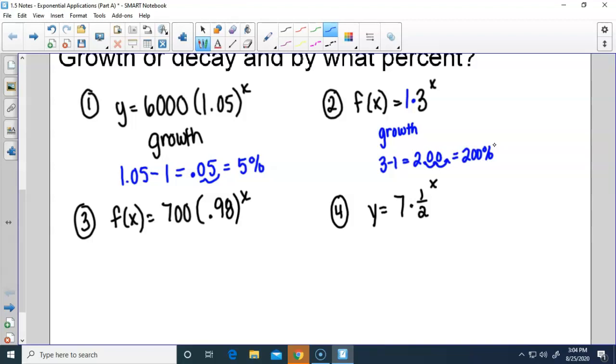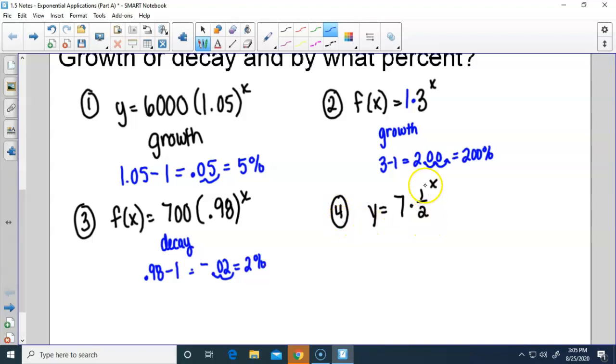For example 3, I have my b value is 0.98, and 0.98 is less than 1, so I'm going to be talking about decay here. And we can do the same thing we've been doing for these other problems to find that rate. We can do 0.98 minus 1, and that is going to give us negative 0.02, and that negative lets us know that we're dealing with decay here. And so I can move my decimal place 2 places to change this to a percent, and I'm going to get 2%. So we're talking about a decay at 2%.